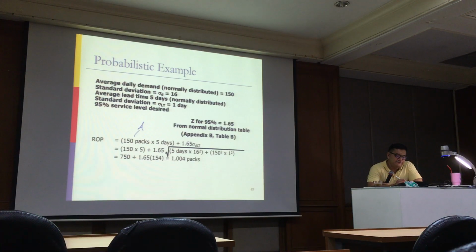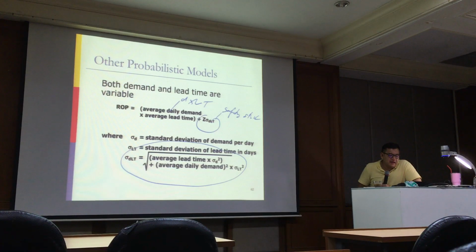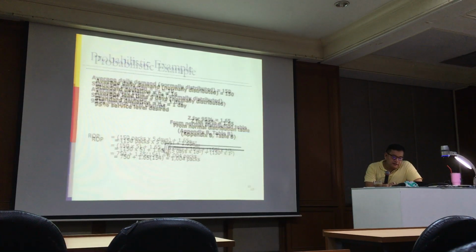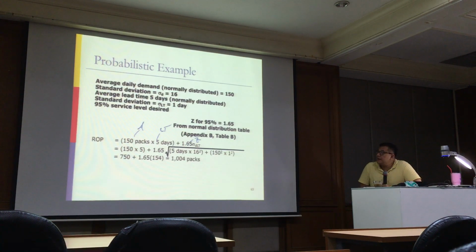So this is the result of the reorder point. Demand multiplied with lead time. And this is Z, using Z multiplied with the standard deviation of demand during lead time. But for the standard deviation of demand during lead time, we need to use this formula: the square root of average lead time multiplied with standard deviation of demand squared plus the average demand squared multiplied with standard deviation of lead time squared. Then you multiply with Z, and then you have the reorder point is 1004 units this way.